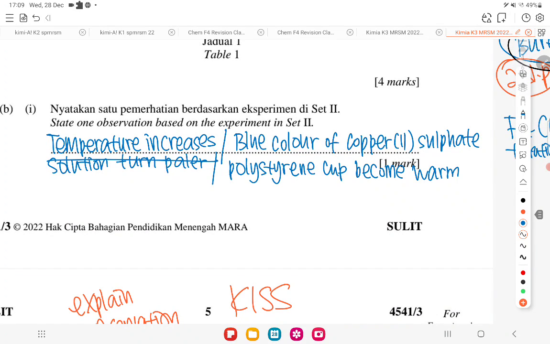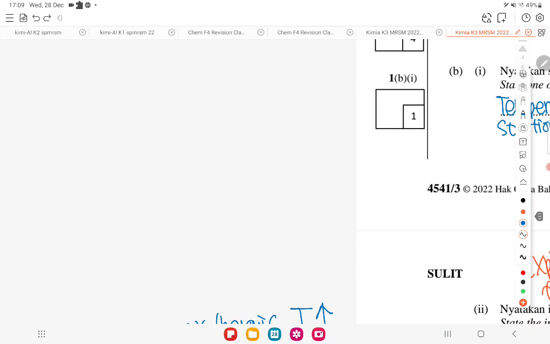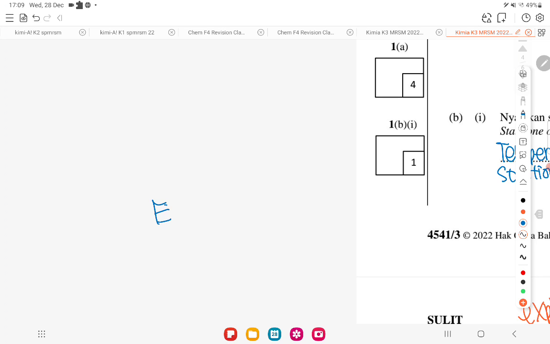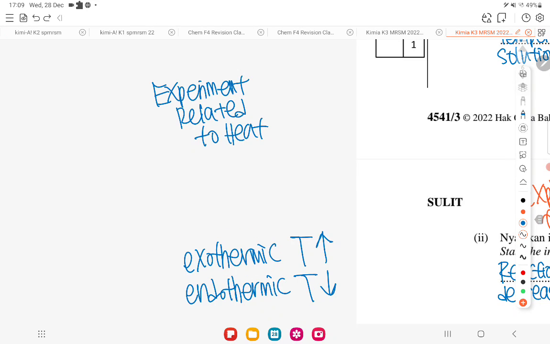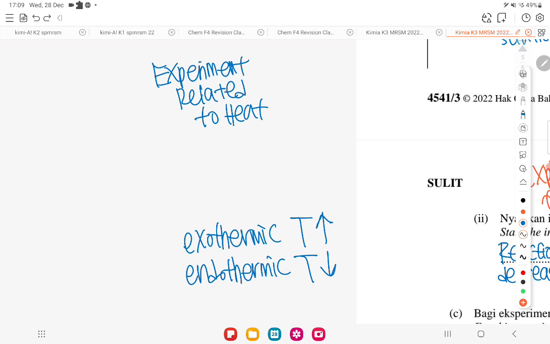Remember, when temperature increases, why? When you do an experiment related to heat, you always need to know there are 2 important things: one is endothermic and one is exothermic. If the reaction is exothermic, the temperature will increase. If we have an endothermic reaction, the temperature will decrease. That's it. So when you see the temperature increases, you know the reaction is exothermic. When you see the temperature decreases, you know the reaction is endothermic.